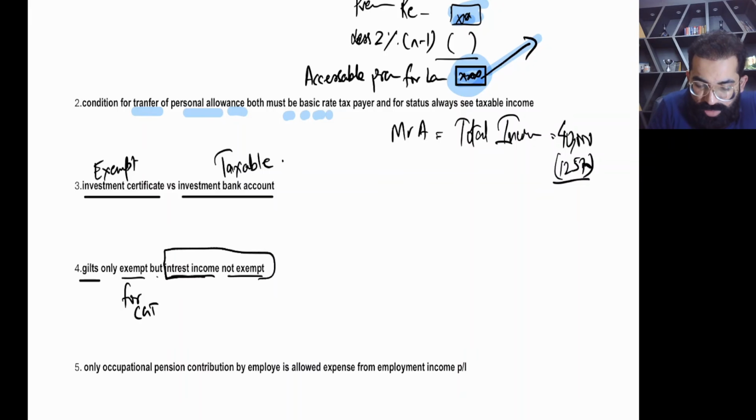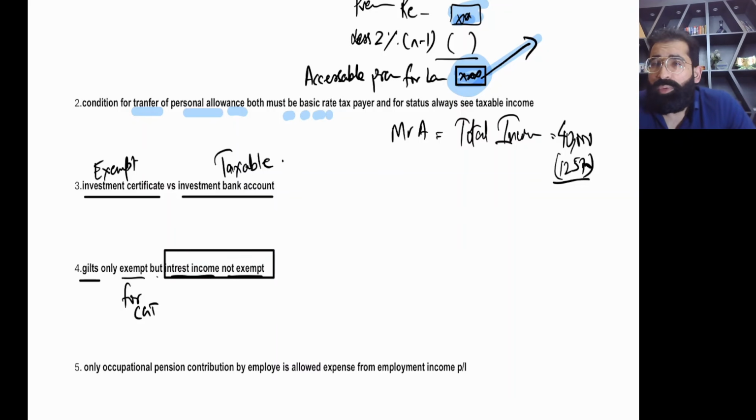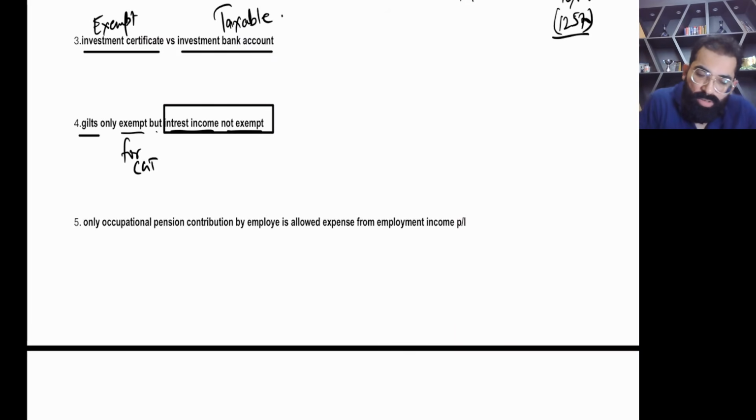Listen, hope you remember there was a topic in the course you studied: gilts, government securities are exempt for CGT purposes. It's an exempt asset, but the interest income of gilts is not exempt, right? Then only occupational pension contribution by the employee is an allowed expense from employment income P&L.